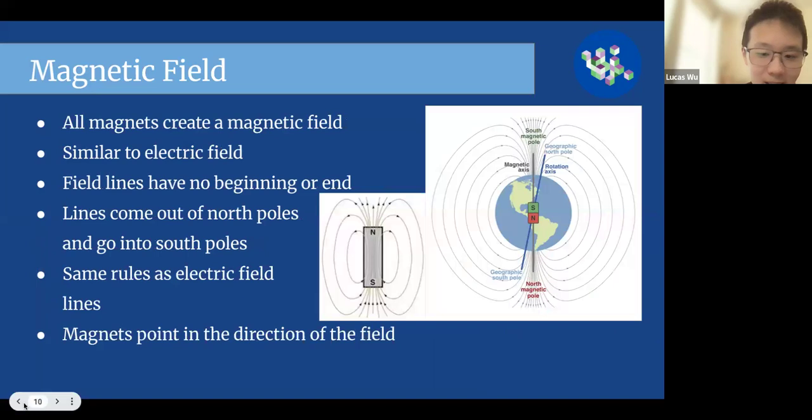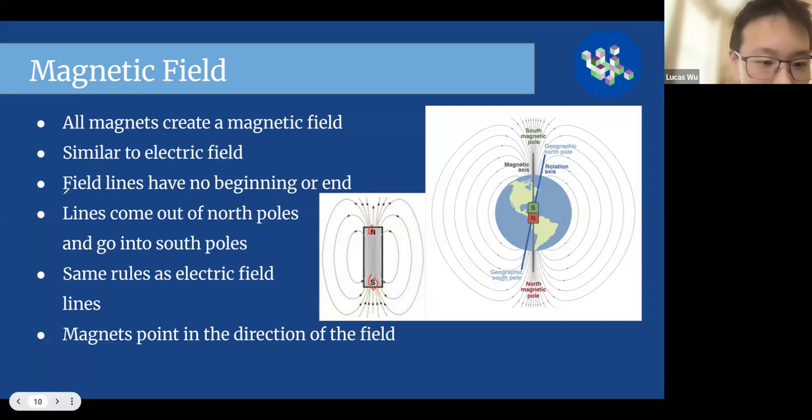All right, all magnets create a magnetic field. It's similar to an electric field. So for example, this magnet over here has a north pole and a south pole. And the field lines point away from the north pole and point towards the south pole. So again, if we look back at electricity, the field lines point away from positive charges and point towards negative charges. And that's really similar to north and south poles here.